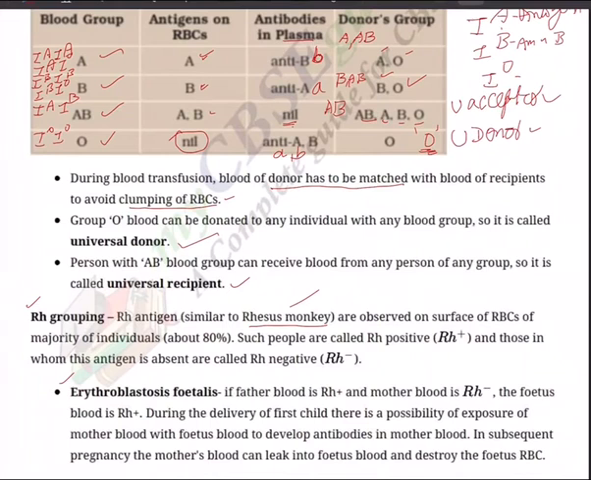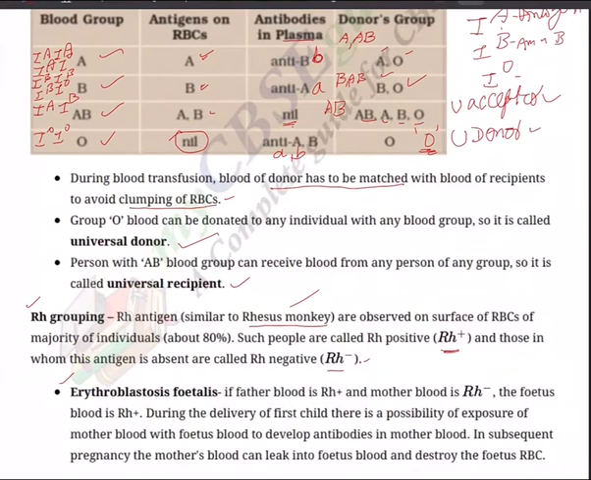So this is observed on the surface of RBC of the majority of individuals, about 80%. Such people are called Rh positive. So if Rh antigen is present on the surface of the RBC, that person is called Rh positive. Suppose A blood group, and if Rh also is present in that, then we write A plus. If it is not there, then Rh negative, A minus. So a person having A blood group will be of two types, A positive and A negative.